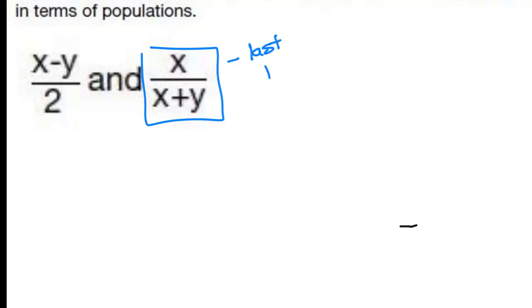What does that represent? The number of males out of all students, right? Yes?